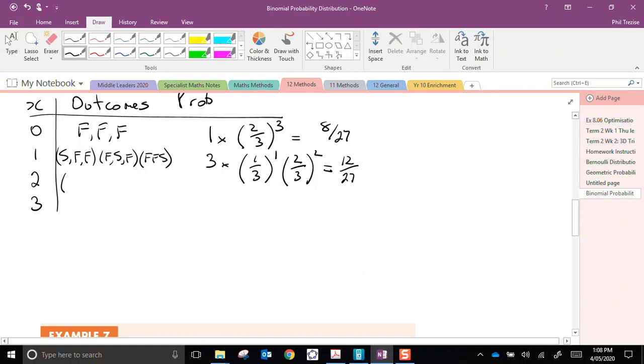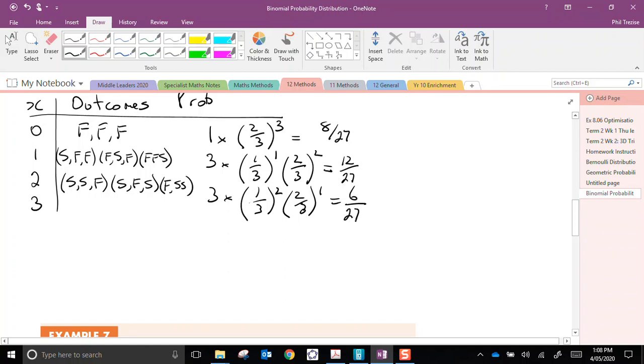Now what about the 2 successes? Well, we could have 2 successes followed by a fail. We could have a success, then a fail, then a success. Or we could have, sorry, fail would be first this time. We could have the failure on the first go, then 2 successes. Again, there's 3 ways this outcome could occur. This time, for the successes, we square them because there were 2 successes, and the fail is just to the power of 1. So that's going to end up being 6 over 27.